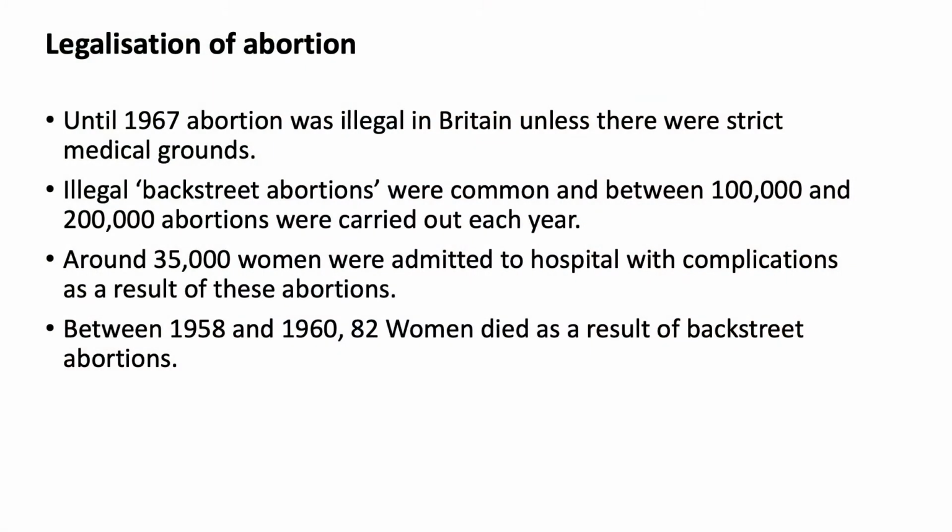Now, up to 1967, abortion had been illegal in the United Kingdom unless it was on very clear, strict and specific medical grounds. Essentially, the mother's life was in danger. However, this meant that a large number of women were taking what were known as backstreet abortions, illegal abortions, often conducted by unqualified people in dangerous premises, not in hospitals, not in safe places. But you saw between 100,000 and 200,000 abortions being carried out in this way each year.